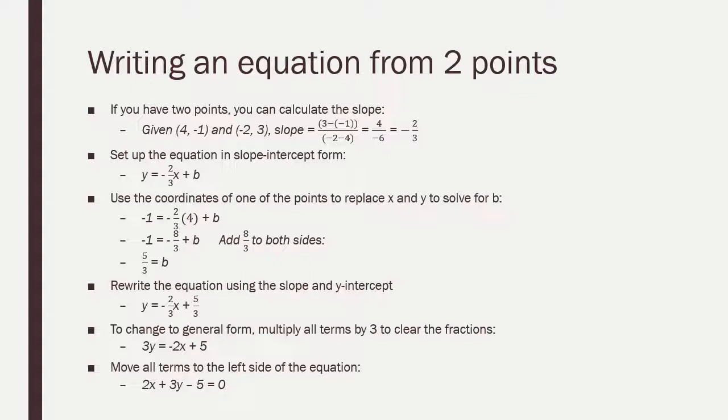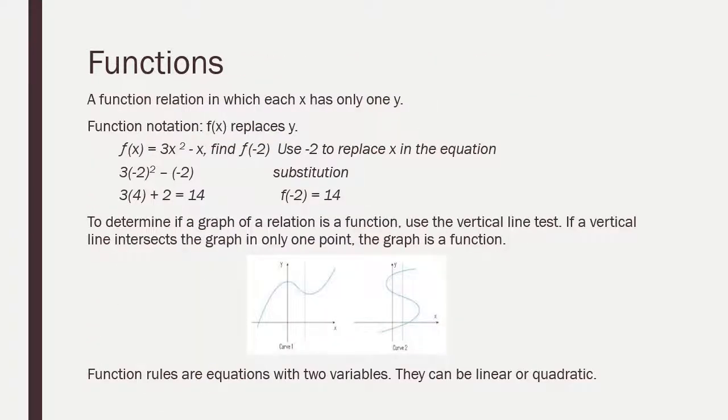You can change this to general form using the same algebraic properties of equality. Multiply everything by 3 first to get rid of any fractions. Then move all of the items to the left side using the opposite operations of what they currently are.